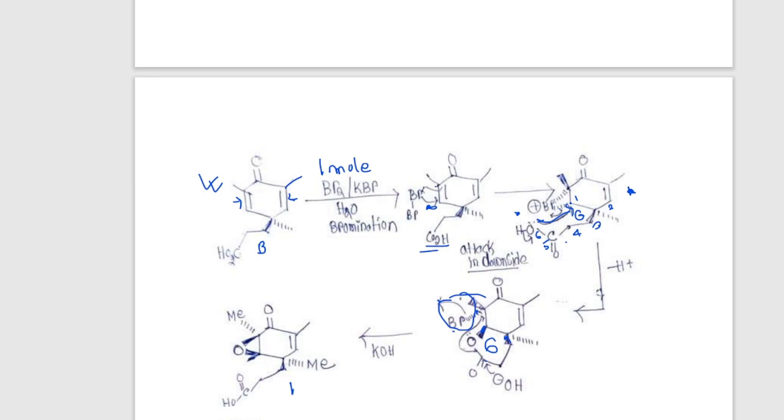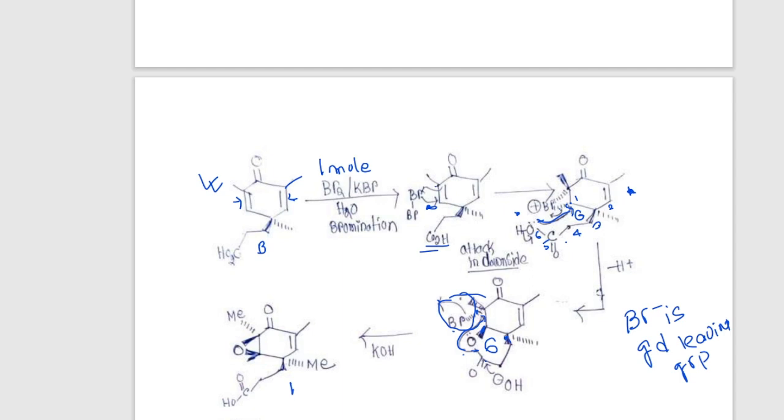Now KOH is given, so OH minus attacks the carbonyl carbon, or the C=O carbon. When it is attacked, this bond will break and attack here, and this bromine will leave. Why is it here? Because Br minus is a good leaving group.